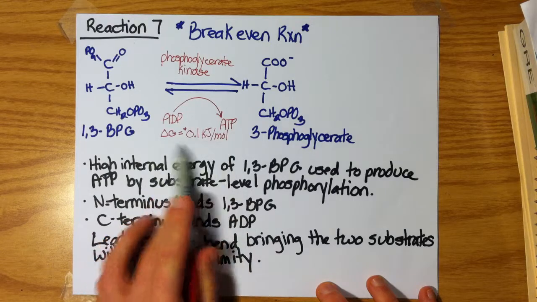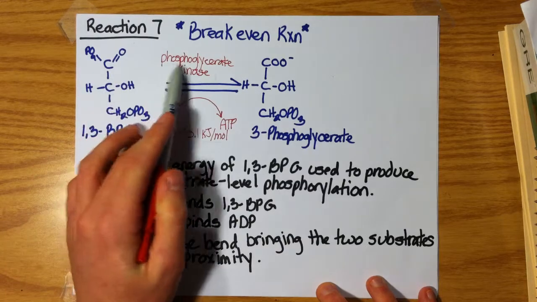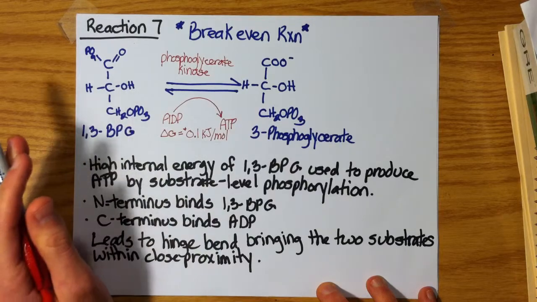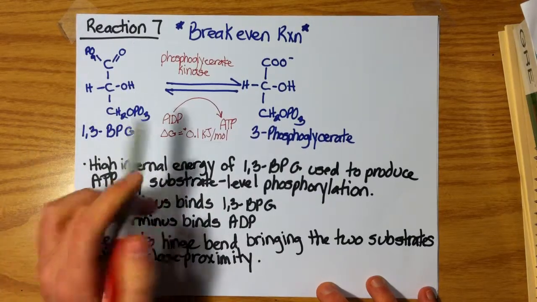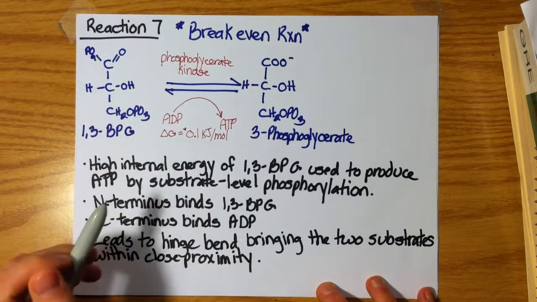Surprisingly, this is at equilibrium as well, a common theme in the glycolytic pathway, catalyzed by phosphoglycerate kinase. And again, we form ATP, but not just one. Remember, we had 2 molecules of glyceraldehyde 3-phosphate from 1 molecule of glucose. So we are creating 2 molecules of ATP, hence the break-even reaction.